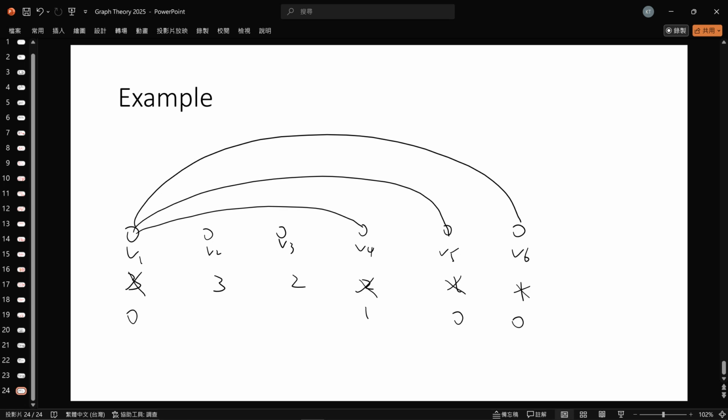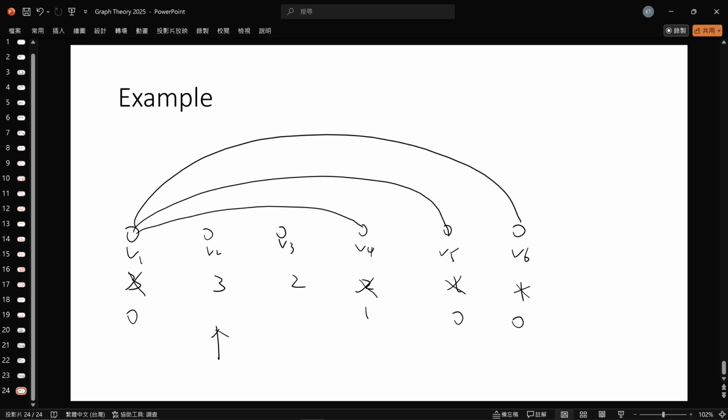In the second round, again, let's pick V2. Now you see there's a problem, okay? So when we pick V2, because the target degree is 3, which means we have to add 3 neighbors. But now we can only choose V3 and V4, okay? Because all the other target degrees are 0, so we cannot add them as neighbors for V2.